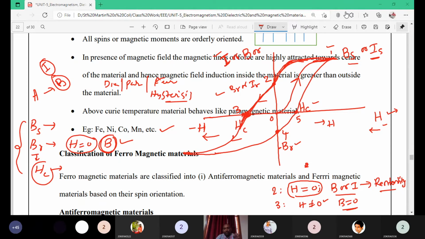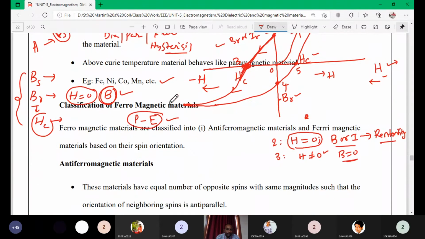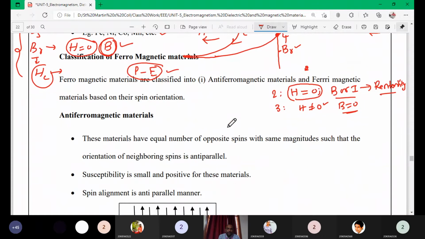The same we studied in dielectrics, that is the PE loop, polarization versus electric field. There also it is the same thing, in the case of ferroelectric materials. Further, in ferromagnetic material, there are two types of classifications: antiferromagnetic material and ferrimagnetic material. That we will discuss now.